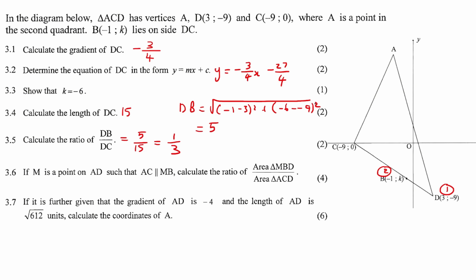If M is a point on AD, so M is somewhere on AD, such that AC is parallel to MB.